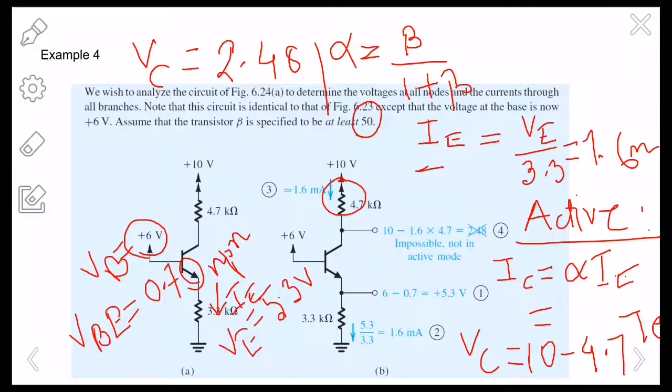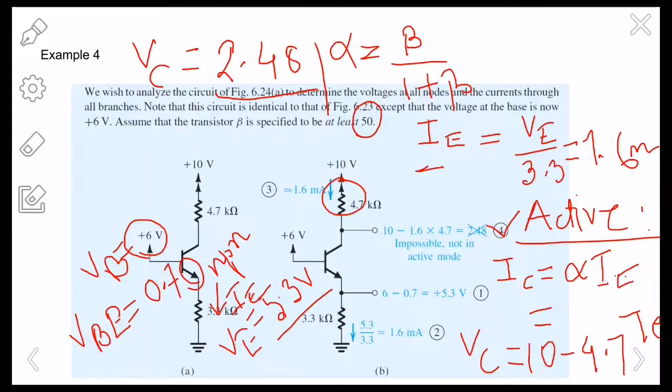In order to see that, I have assumed that it's working in the active mode. Now in order to be in the active mode, the difference between collector and emitter should be greater than 0.3 volt, whereas you can easily see that my collector voltage is 2.48 but my emitter voltage is large. So VCE is a negative value and it's obviously less than 0.3. It needs to be greater than 0.3, but it is definitely less than 0.3. So our assumption is totally wrong.